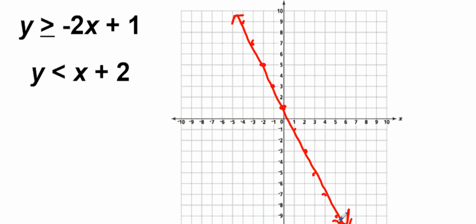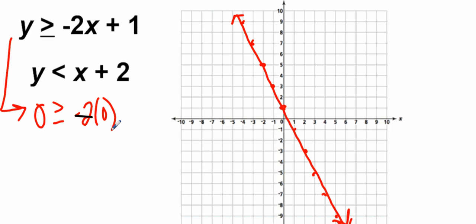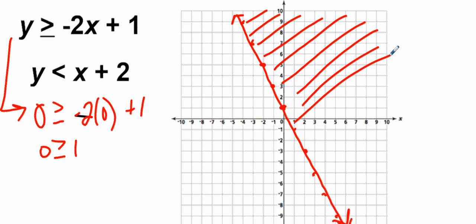Okay. Now, it does not go through 0, 0. It's close, but it doesn't go through the point 0, 0. So I can plug 0, 0 into the inequality. So 0 is greater than or equal to negative 2 times 0 plus 1. 0 is greater than or equal to 1. That is not true. Therefore, I am shading the side that does not have the point 0, 0. So I'm going to shade above the line.